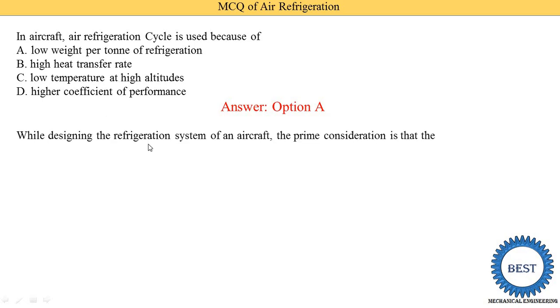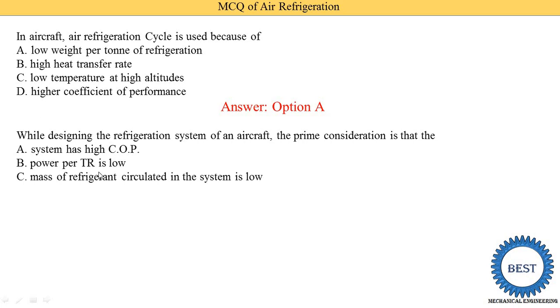While designing the refrigeration system of an aircraft, the prime consideration is that the system has high COP, power per ton is low, mass of refrigerant circulated in the system is low, and mass of refrigeration equipment is low. So by default option D is correct as per the same description given for the above questions. We require lower weight. That's why we need to eliminate the compressor and evaporator weight in air refrigeration systems. So by eliminating these components, we are able to reduce the mass of the system as well as of the aircraft.